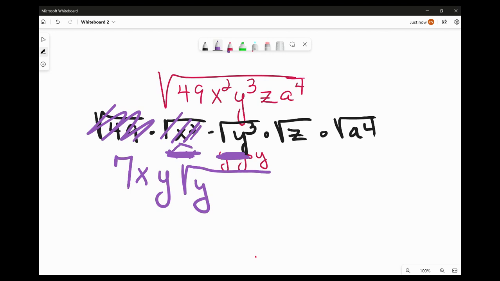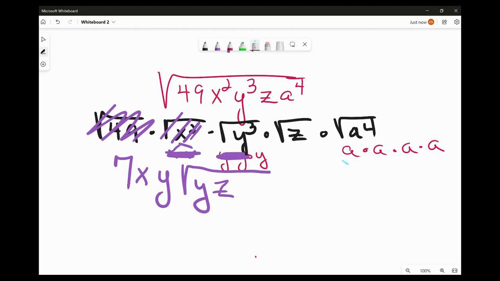Now we look at z. Since we only have one z there, the square root of z, there's no partner. There's no way to simplify it. That z stays in the square root sign. So that's going to stay there. Now we have a to the fourth power. That means a times a times a times a.